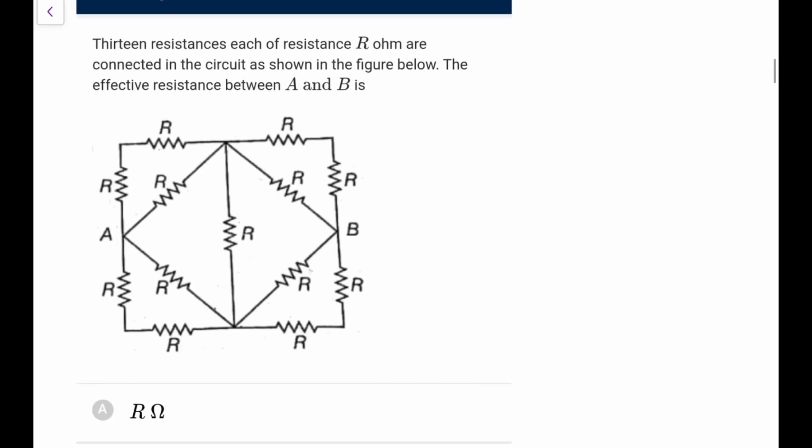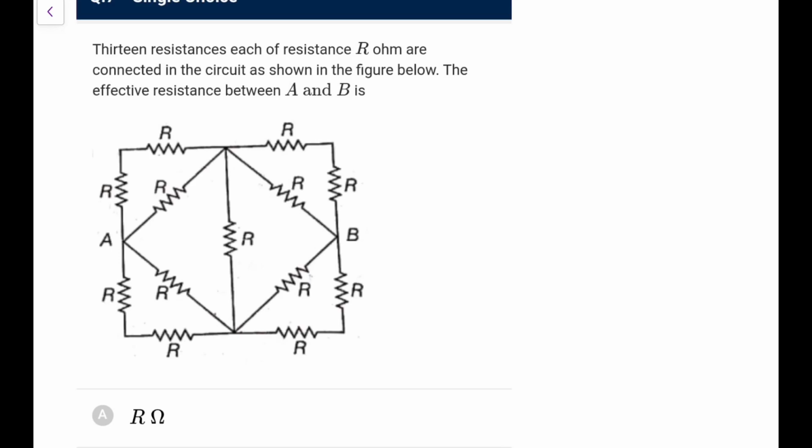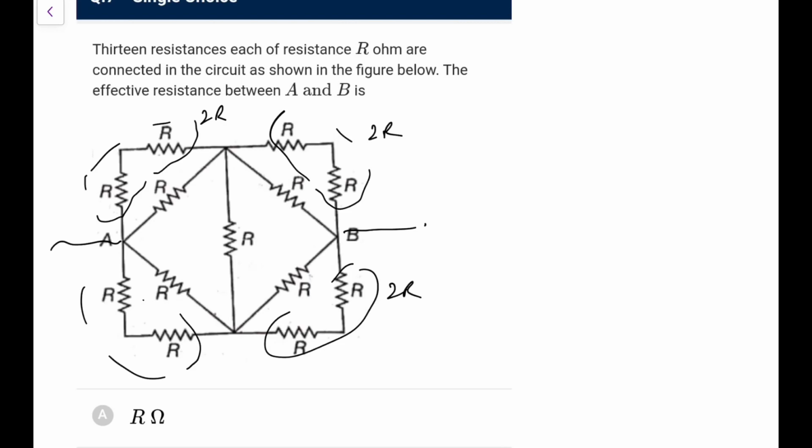Next one. 13 resistances, each of resistance capital R, are connected in the circuit as shown in the figure. The effective resistance between A and B will be. So let's start with the basics. R and R in series, 2R; R and R, 2R; R and R, 2R. And from the symmetry you can say whenever we go to C or go to D, the path is exactly the same, so the drop from A to C will be same as the drop from A to D, or you will get the balanced Wheatstone if you further solve.